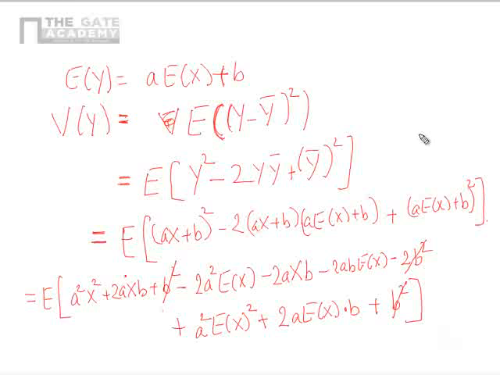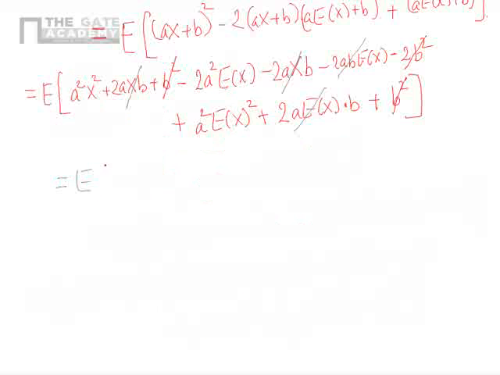Let me take a different color. Plus 2axb will get cancelled with minus 2axb. Then minus a square E(x) square plus 2abE(x) minus 2abE(x). These two will get cancelled. Correct? So now what you are getting is E(a square x square) minus 2a square E(x) plus a square E(x) square. This is what you are getting.